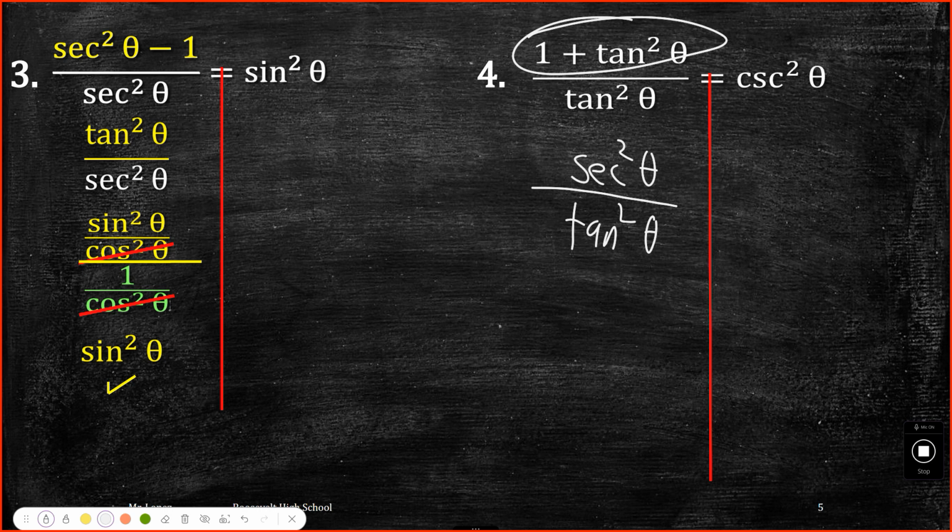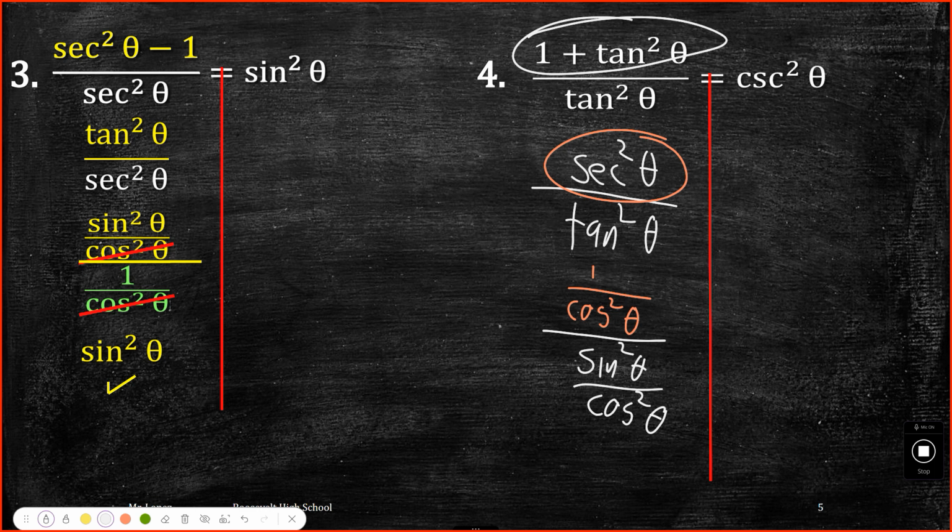So then this is going to be what? On top, what's the top one going to be? 1 over what? 1 over cosine squared theta? And the bottom is going to be what? Sine squared theta over cosine squared theta? And we're going to do what now? Cancel out the cosine squared theta over cosine squared theta. 1 over sine squared theta, so I'm going to skip a step because I'm running out of space here. 1 over sine squared theta is cosecant squared theta.